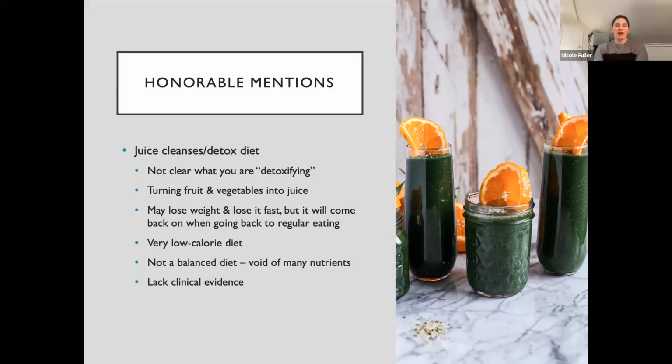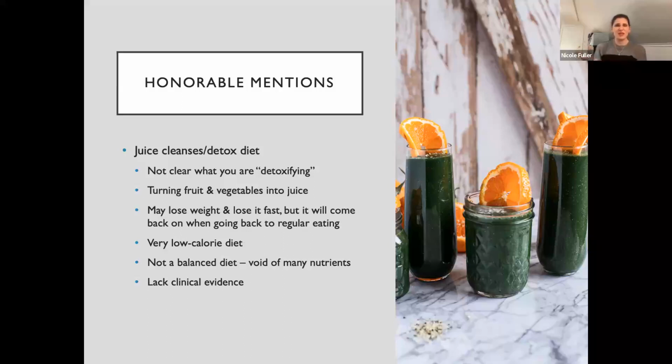So I was listening to maybe a podcast, or maybe I was reading something, but when someone's cleansing or detoxing, what do they ever really say what you're trying to detox? Because our bodies do a great job at that. That's why we have our liver and our kidneys and our lungs expel CO2. Our bodies are great at detoxifying what we need to.